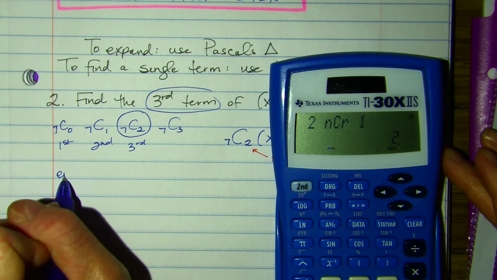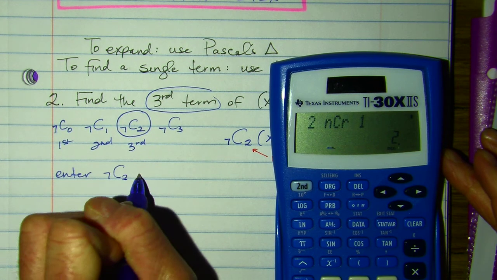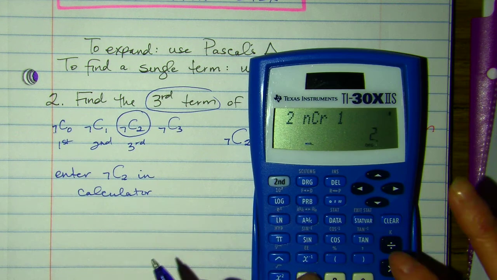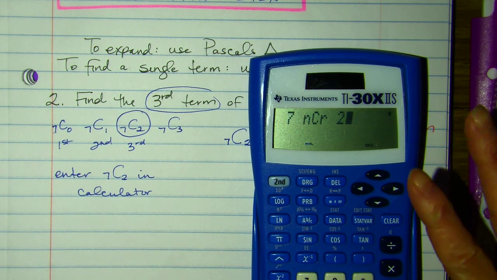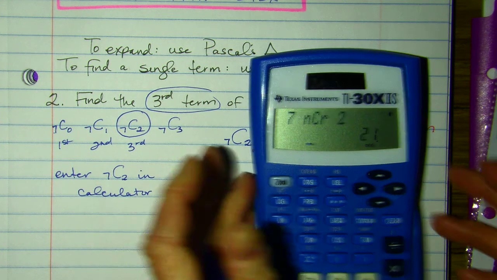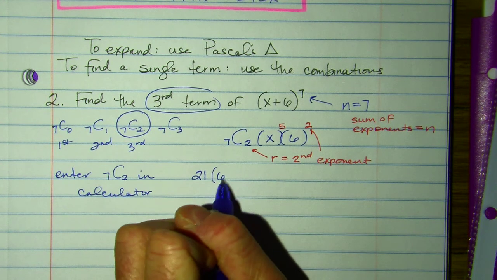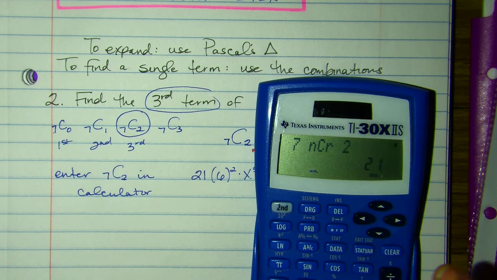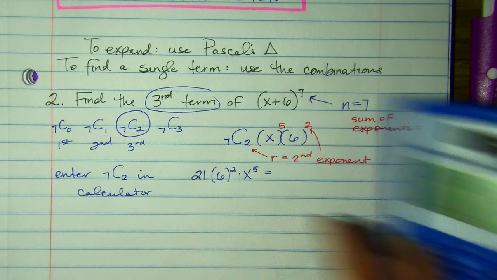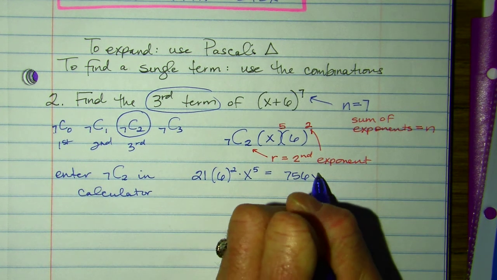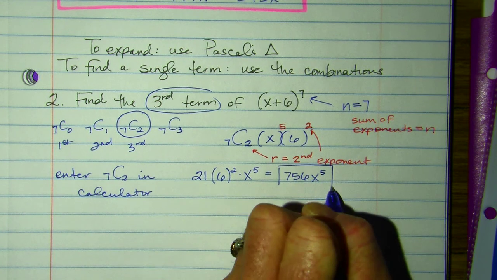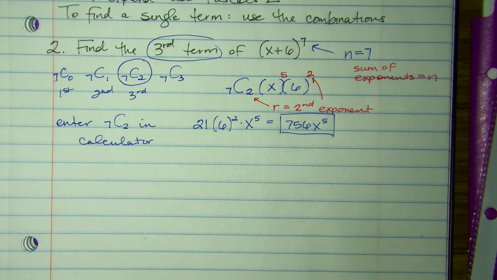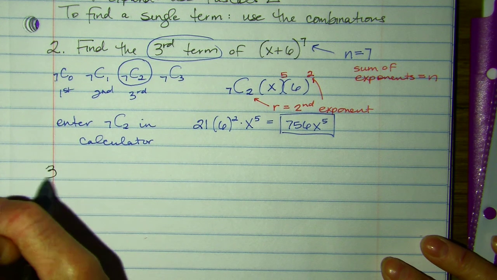So I'm now going to enter 7C2 in my calculator. So 7 combination 2, and I get 21 times 6 squared times x to the 5th. And so that gives me 21 times 36, which is 756 x to the 5th. And so that is the third term of that expansion. So let's try one more before we do the lesson practice.